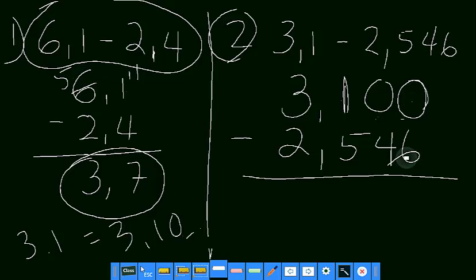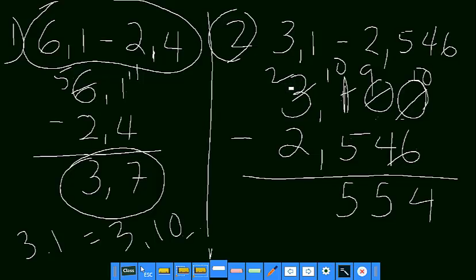0 minus 6 is not possible, so that becomes 10. This becomes 9. It becomes 10, and that becomes 2. All right? So 10 minus 6 is 4. Okay? 9 minus 4 is 5. 10 minus 5 is 5. And 2 minus 2 would be equal to 0. And of course, you're going to copy your comma.